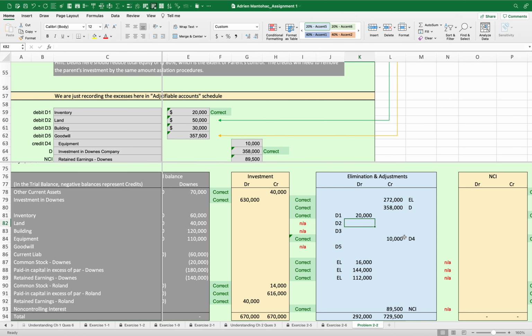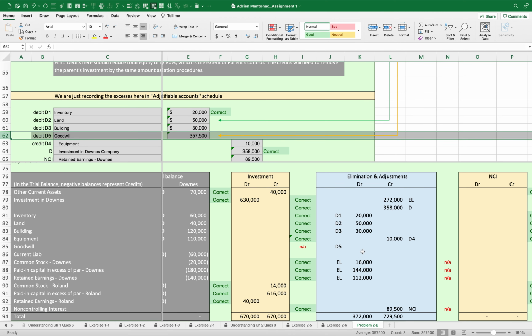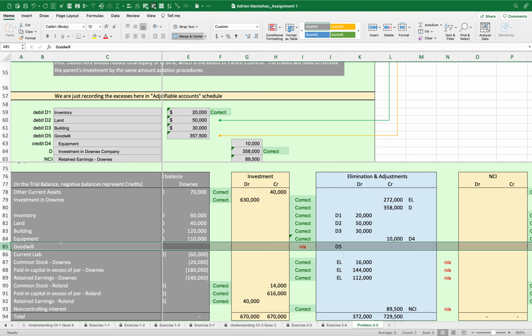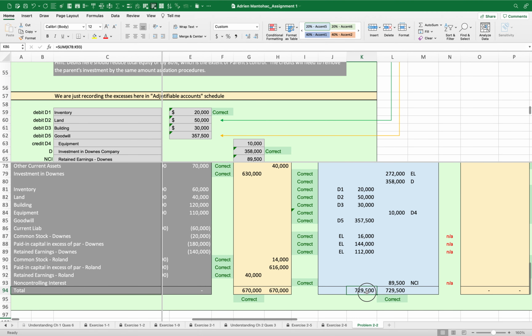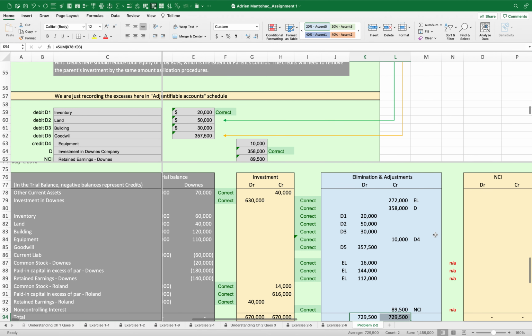of these amounts here, 50,000 for land, building 30,000, and the fifth debit was to goodwill, 357,000. And sure enough, that's the row for it, 500, excuse me, for a total adjustment of 729,500 as a debit and a credit.